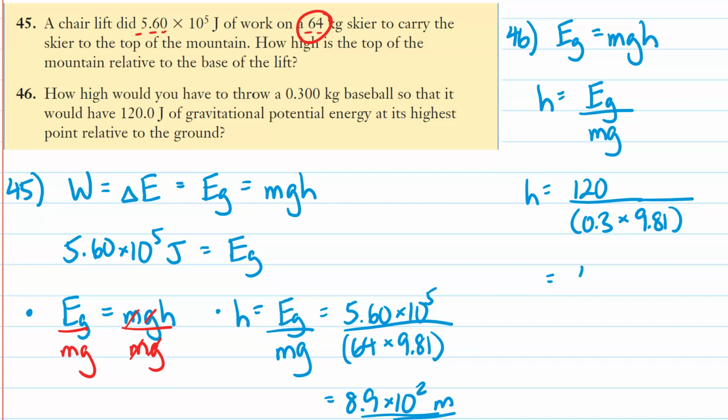And we have here 40.77 meters. Let's look at our sig digs. 1, 2, 3 sig digs for mass. 1, 2, 3, 4 sig digs for energy. So we'll go for the 3 sig digs, the least amount of sig digs in our data. 1, 2, 3. Our final answer then should be 40.8 meters.